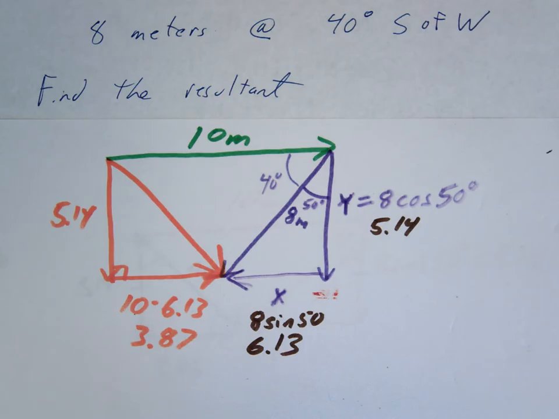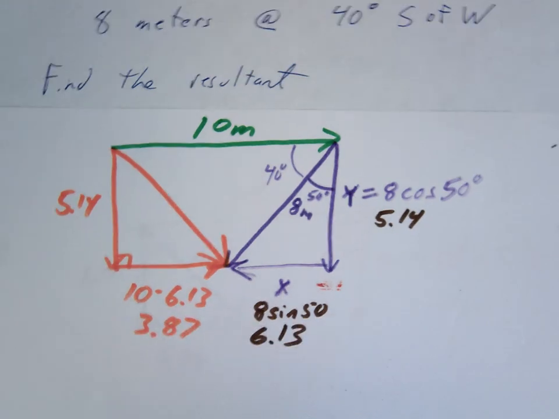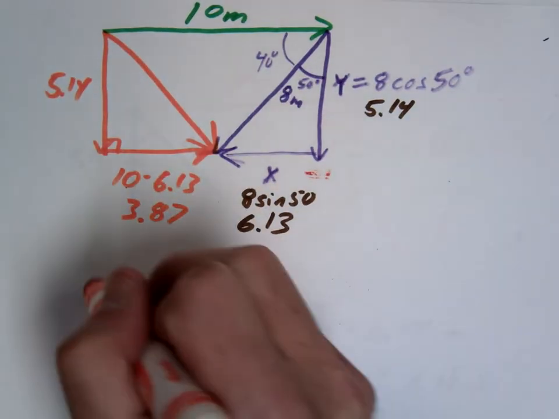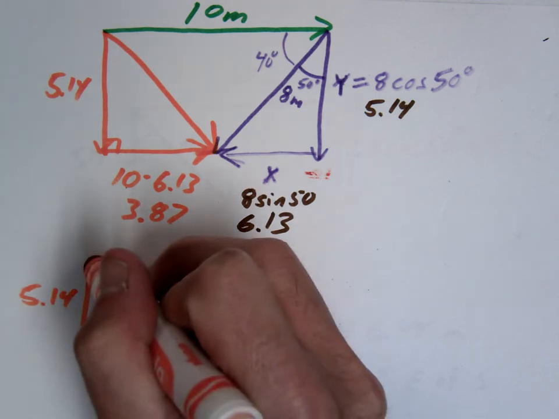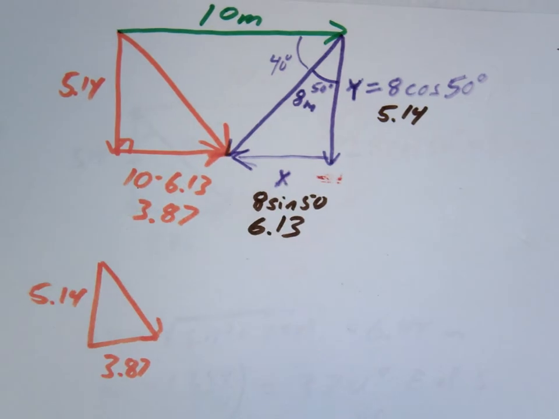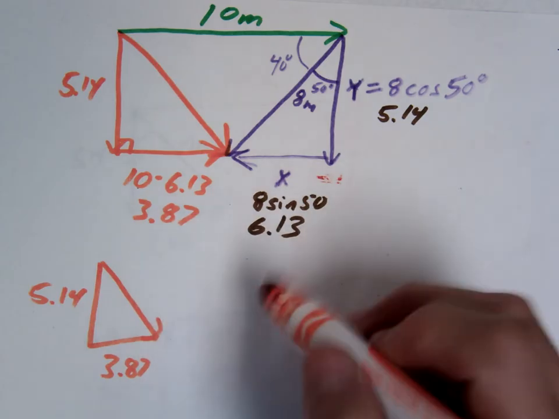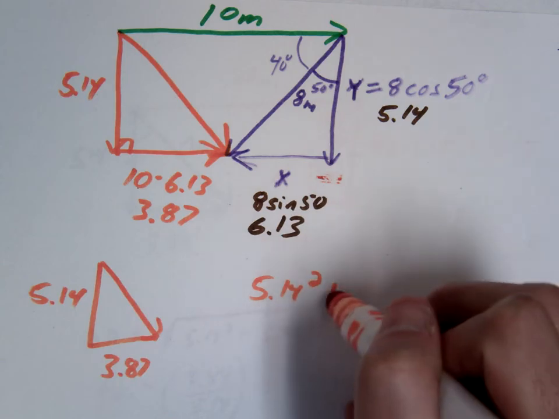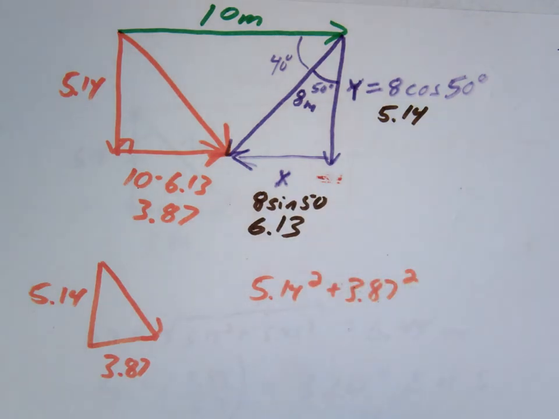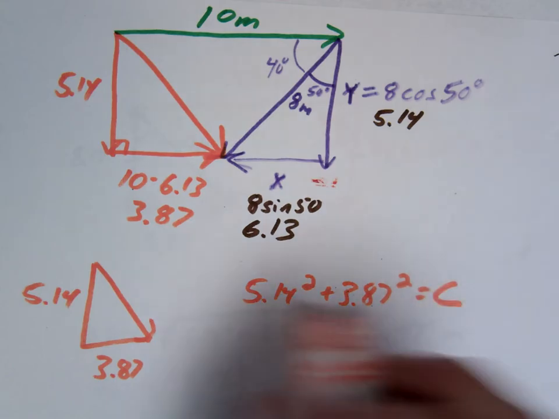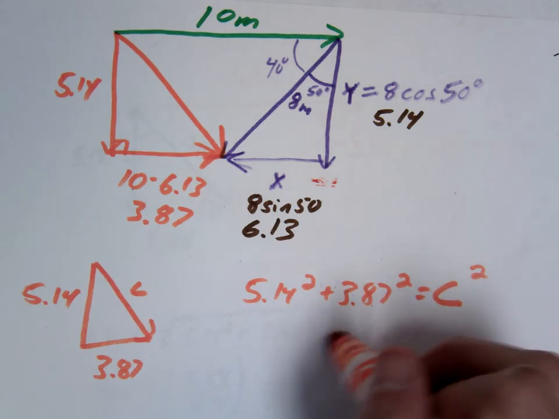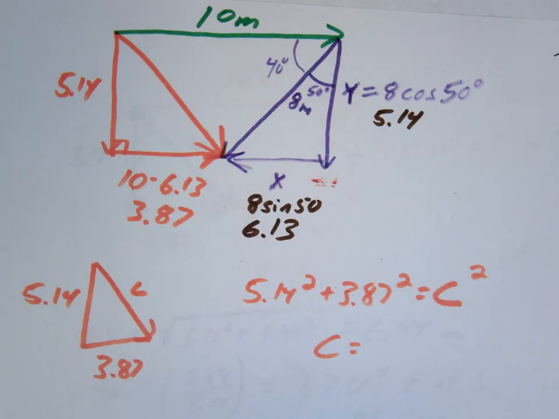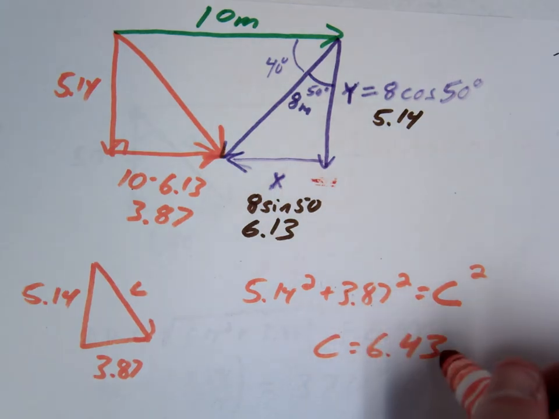So we've now found the two x and y components, and so now it should be fairly straightforward to get the rest. I'm just going to pull my triangle out a little bit. 5.14, let's clean it up. 3.87, we're looking for this. So we're looking for the hypotenuse. We're going to use the Pythagorean theorem. 5.14 squared plus 3.87 squared equals our c, or whatever we want to call it, squared. Solve for c. 6 point something meters.